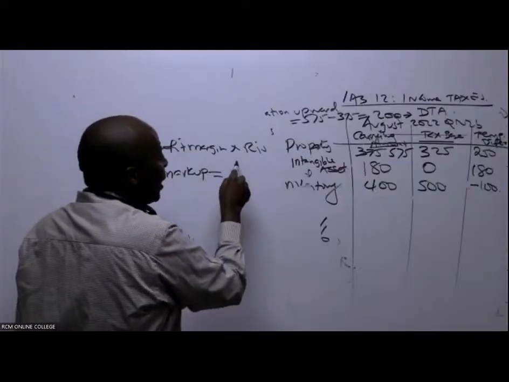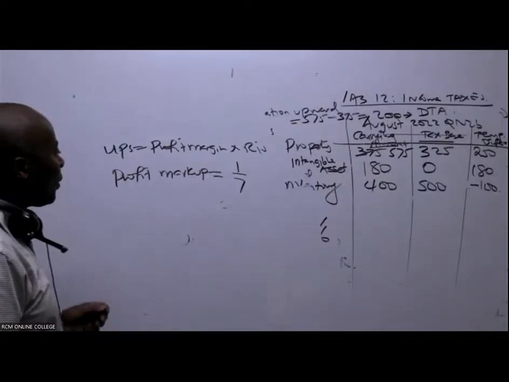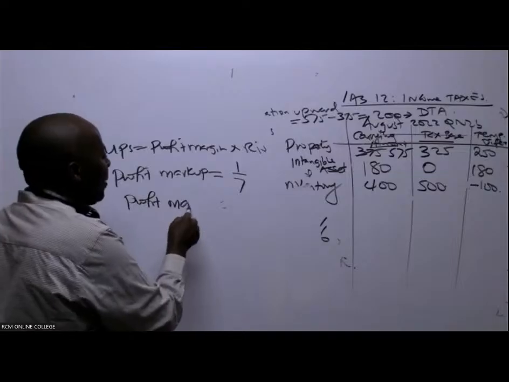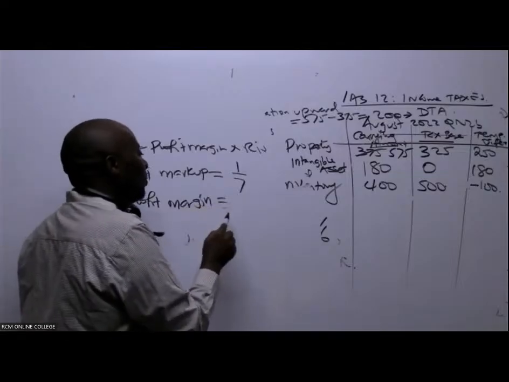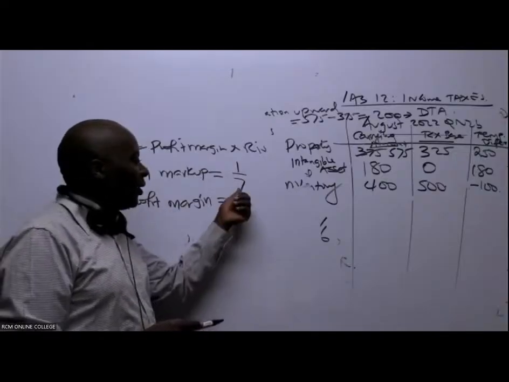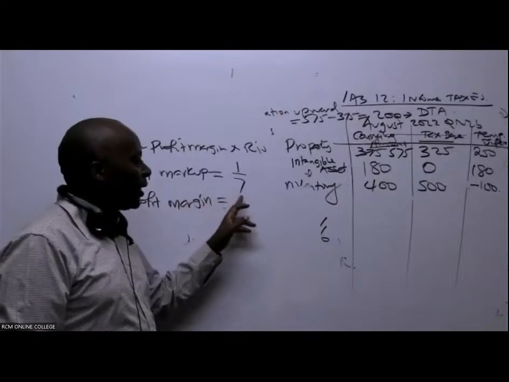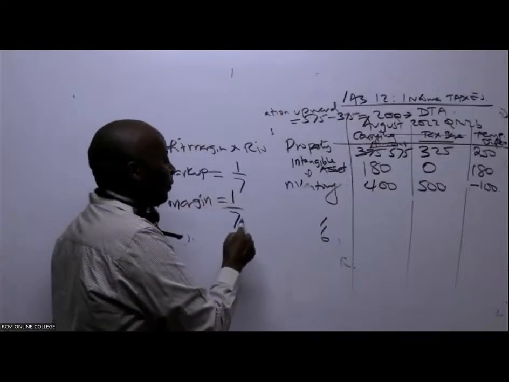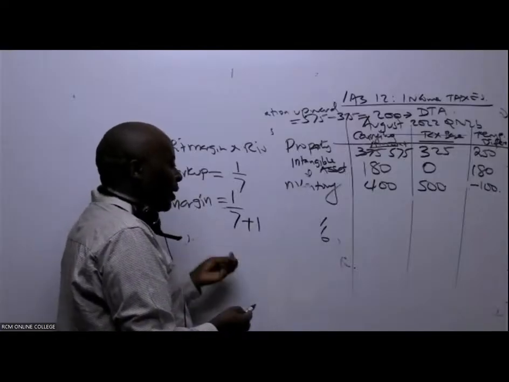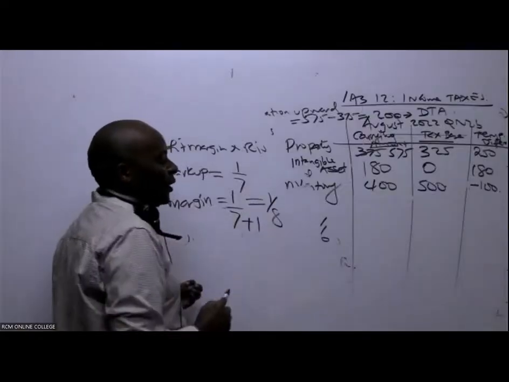He tells you profit markup is 1/7. So if it's 1/7, at the end of the day you will have to come here and give us profit margin. Margin has a bigger denominator, meaning it is this denominator. So when converting margin from markup, you add this. So it will be 1/7 plus 1. To get margin, you always increase the denominator with the numerator, which gives us 1/8.